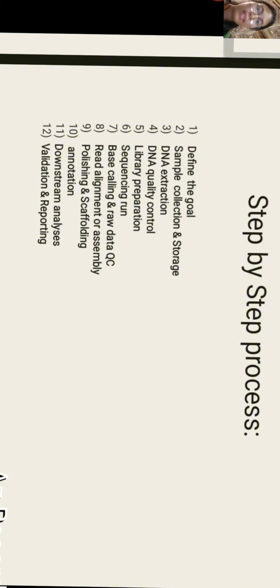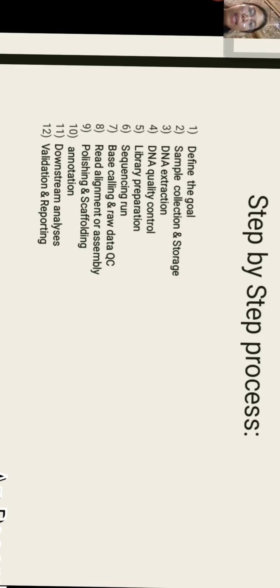Number 8 is read alignment or assembly. There are two options: alignment and assembly. Alignment matches the short DNA reads to a reference genome. Next, assembly puts the short reads together to build a whole genome without a reference.